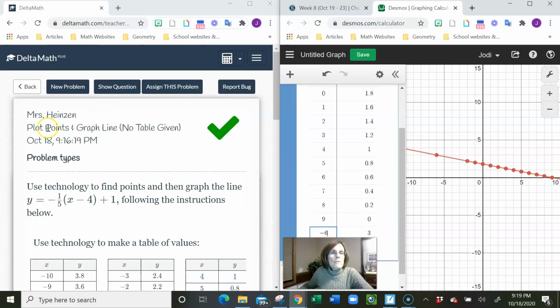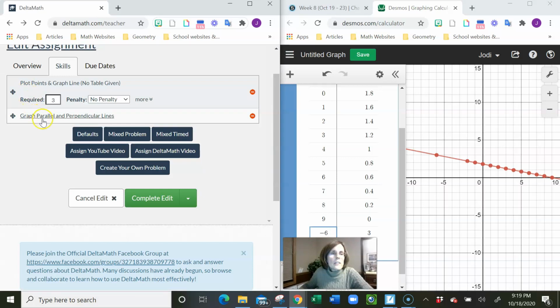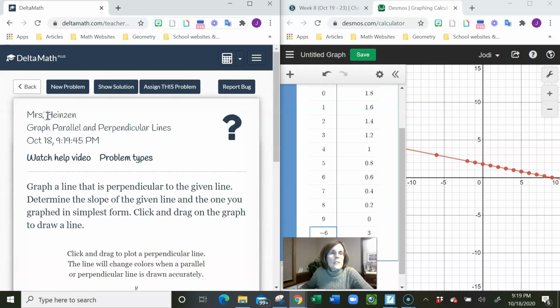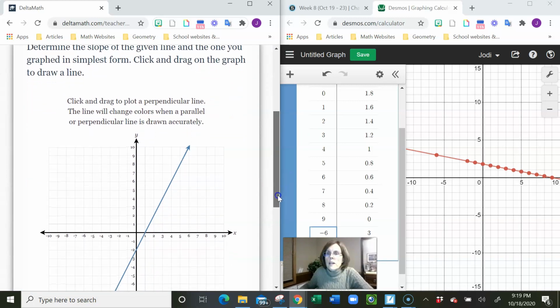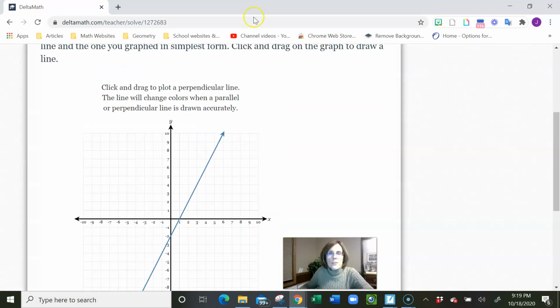All right, so those are the first type of problems you'll get. You'll have to do 3 of these, plotting points and graphing a line. The other skill is called graph parallel and perpendicular lines. For this one, I will not need my Desmos. So let's just go full screen here.